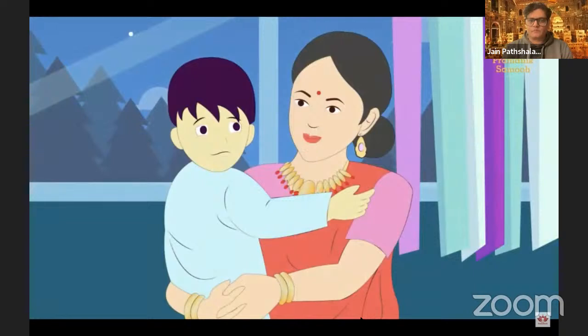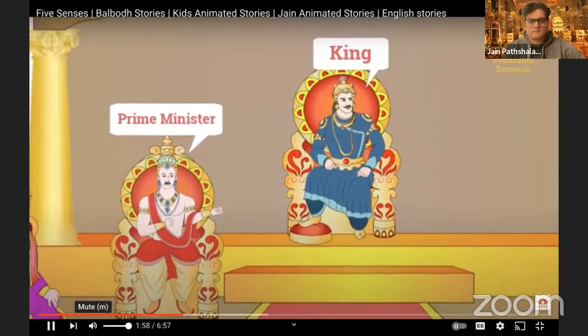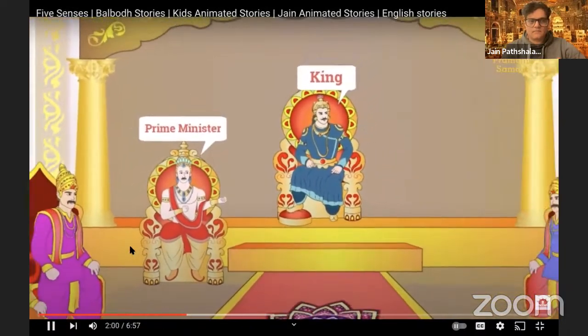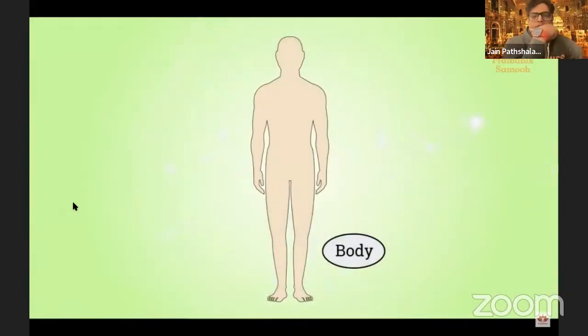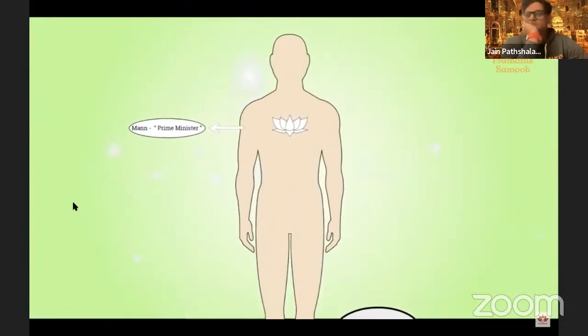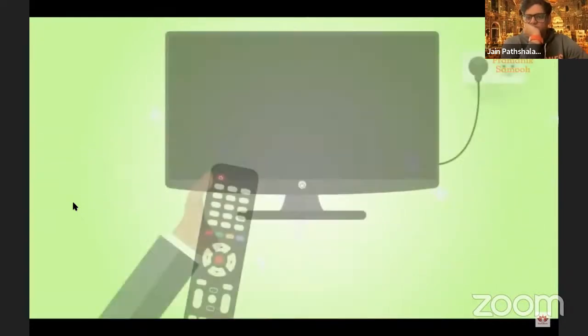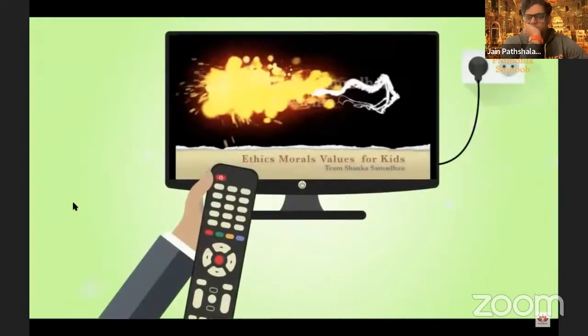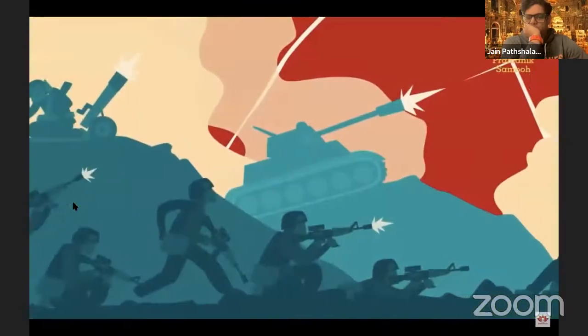Our soul king has a prime minister too, which is our mind. As a country has a prime minister who controls and monitors all the works of the country, similarly, our body country also has a mind as the prime minister, which controls and monitors all the functions of our body country. As we operate our TV with a remote control. Understood?